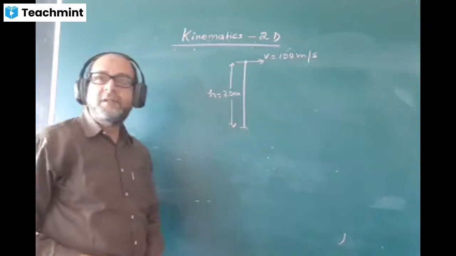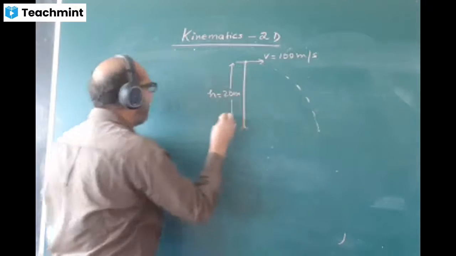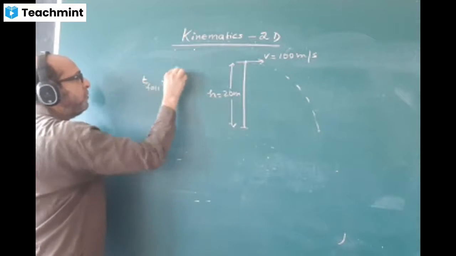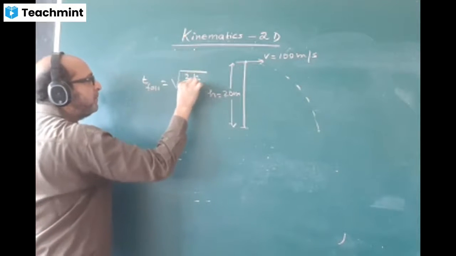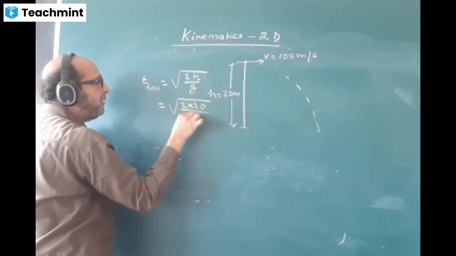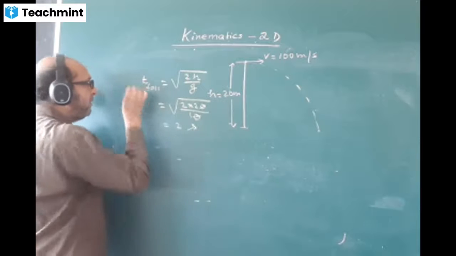We have to find time first. How much time will it take to fall on the ground? Let us find the time of fall. For the time of fall we have the direct formula, root of 2h by g. We'll do 2, height is 20, g value is 10, the zeros will cut. The time value will come 2 seconds. The first answer.